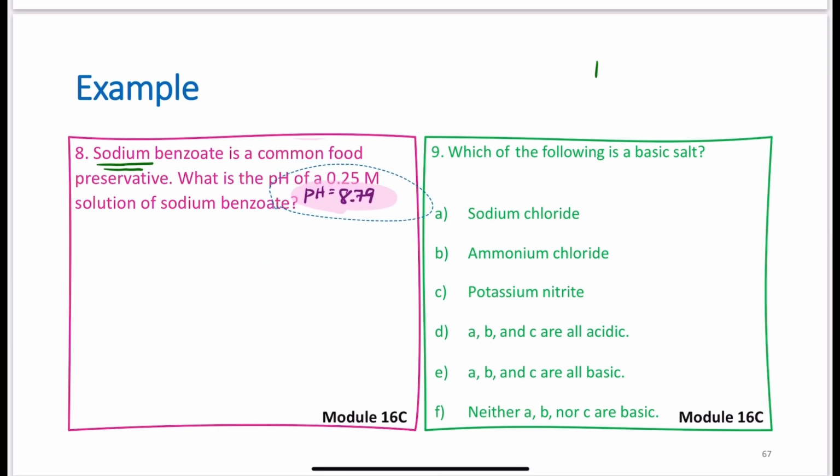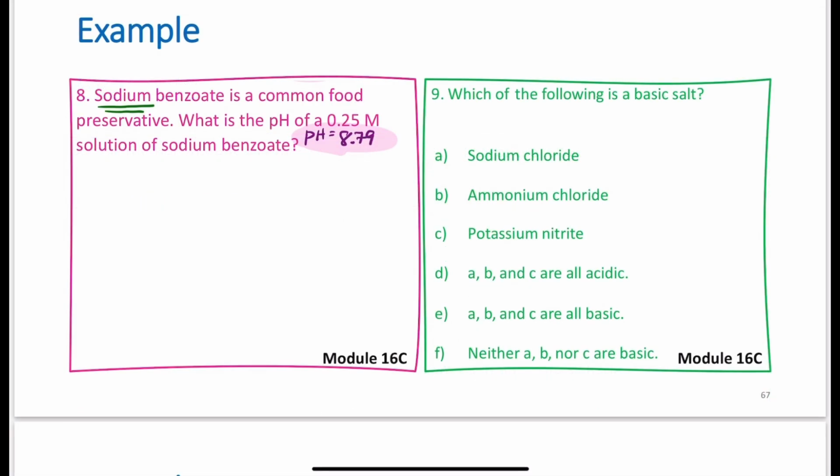So again, pH of this one, 8.79. Okay, which of the following is a basic salt? Well, let's think about what's in these things. Sodium chloride. Let's think about the formula of each one of these.